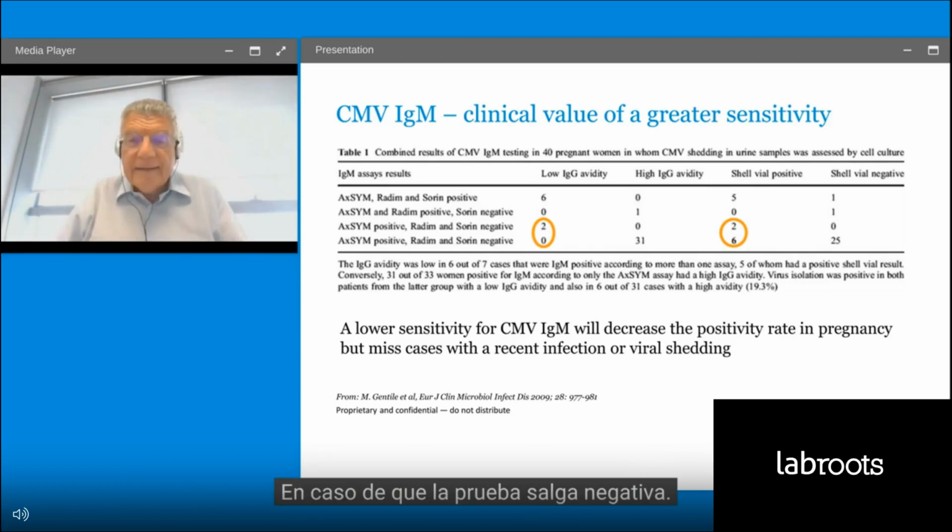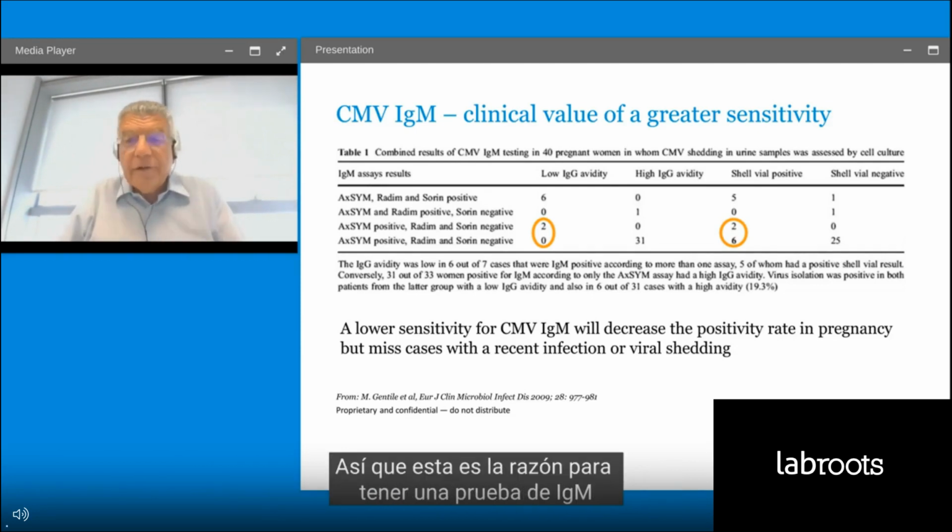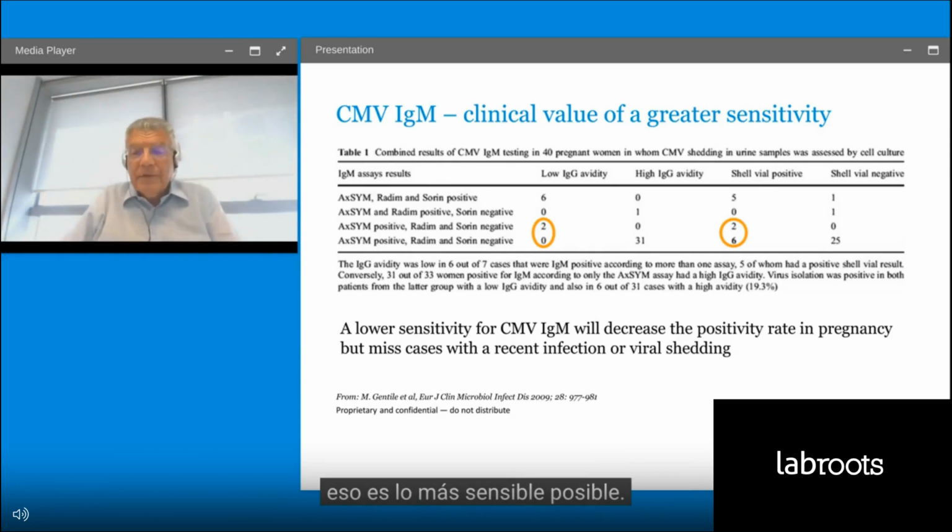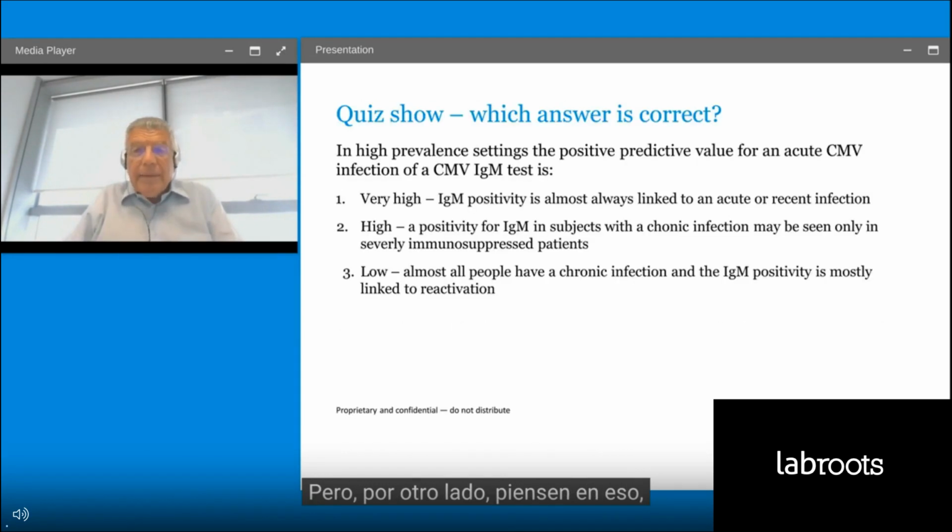In case the test comes up negative in those cases, you are missing infections that are indeed able to be transmitted to the fetus. So this is the reason to have an IgM testing that is as sensitive as possible. But on the other hand, think about that.